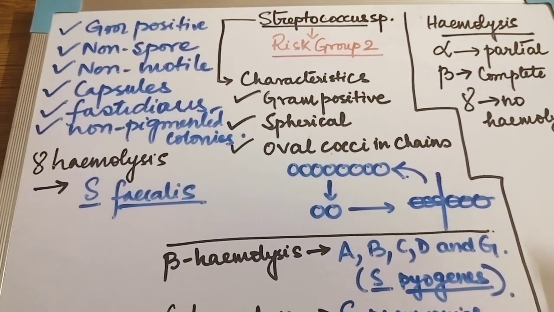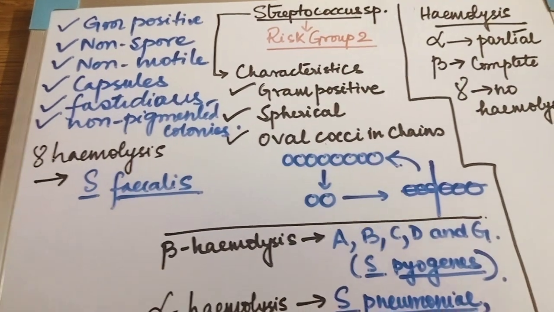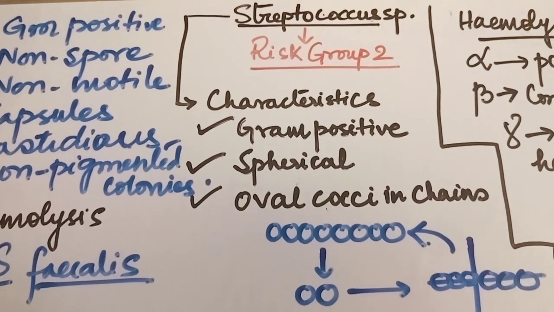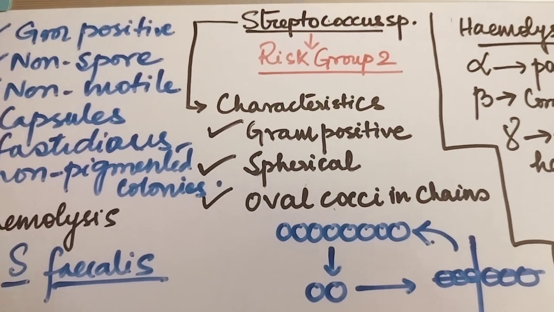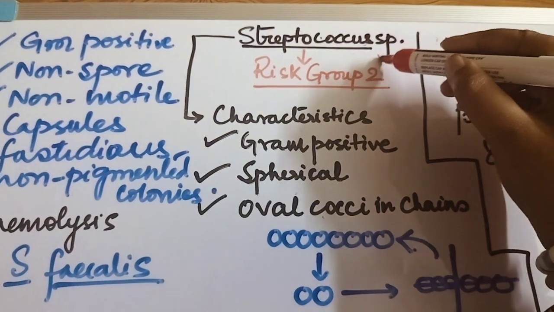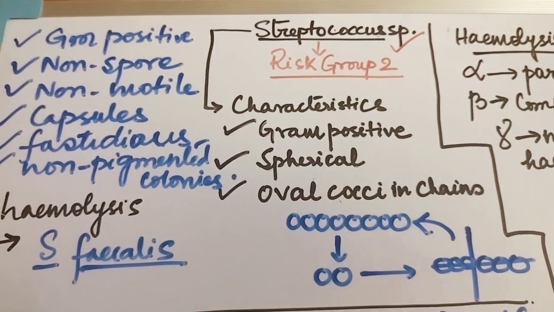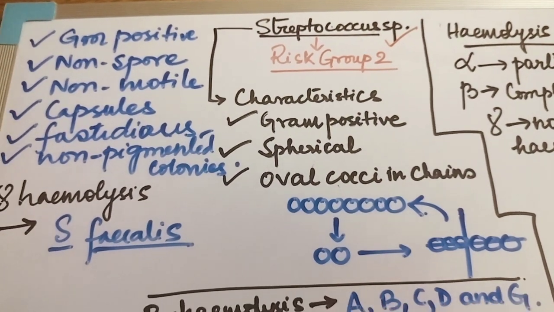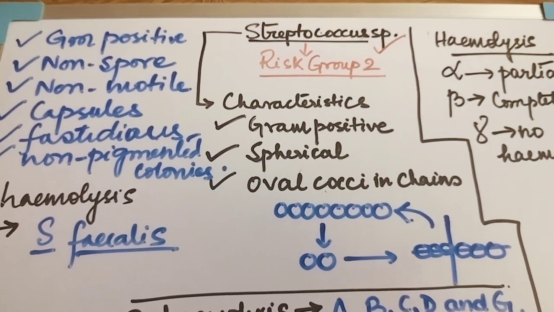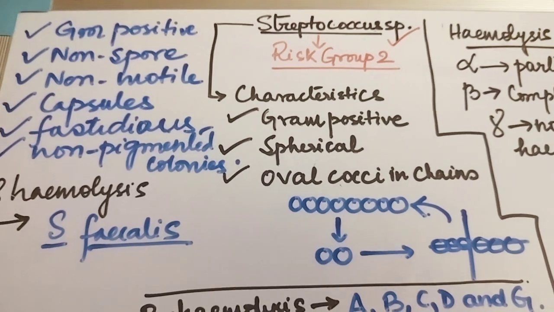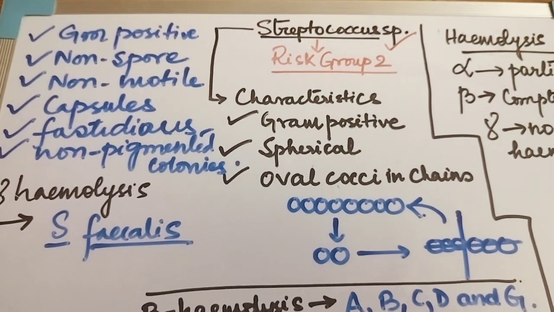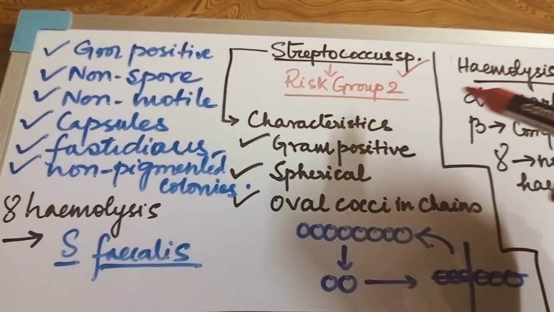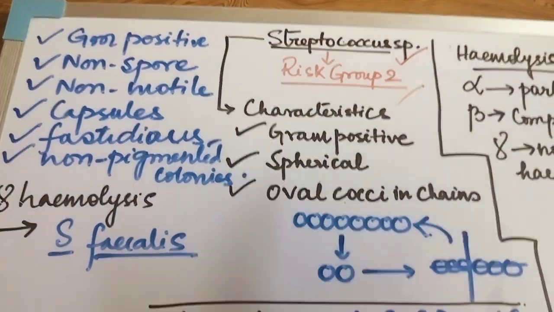Good morning, students. Today I will be discussing the topic of Streptococcus species. As we already know, Streptococcus is one of the very important organisms of clinical significance because Streptococcus can cause numerous diseases. First and foremost, we need to know in what risk group Streptococcus falls.